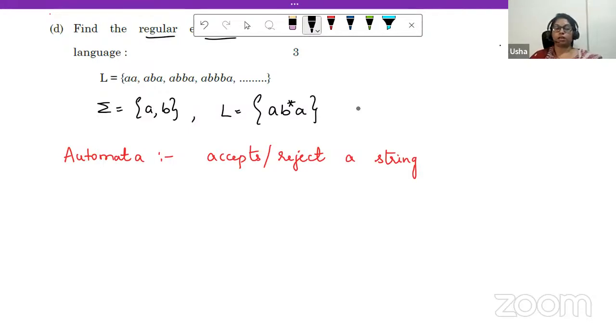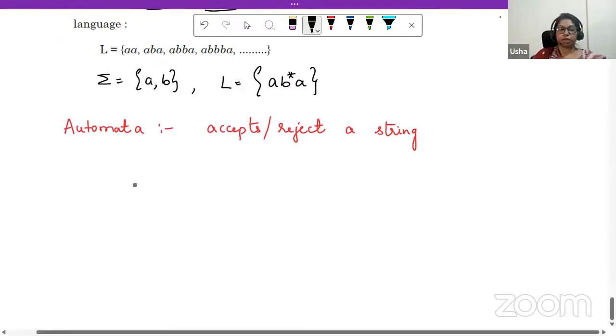What I was saying. So you have to start from the initial state, and at the end of the string, if you stay in the final state, it means that string is accepted by the automata. If it does not end in the final state, then it is not accepted by the finite automata. Here we have two types.